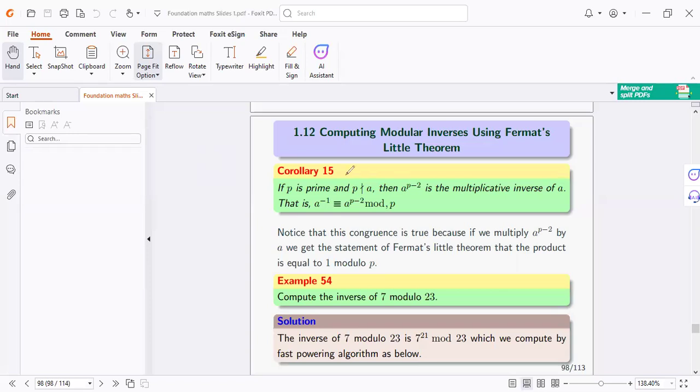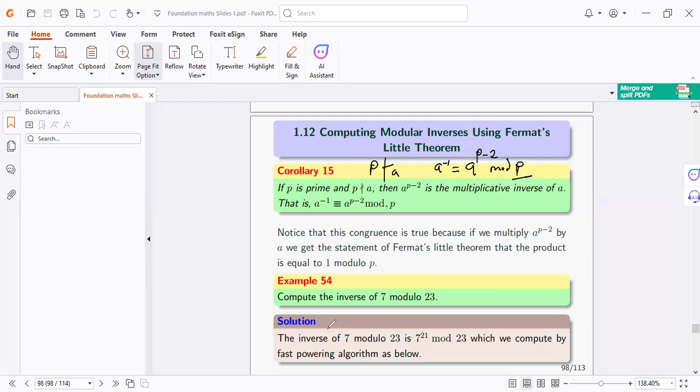And the corollary here says, if P is a prime number and P cannot divide A, then you can find the inverse of A, and the inverse of A will be given by A raised to P minus 2 mod P. So P must be prime. If P is a prime number which cannot divide A, then the inverse of A is A raised to P minus 2, and you just reduce that mod P.